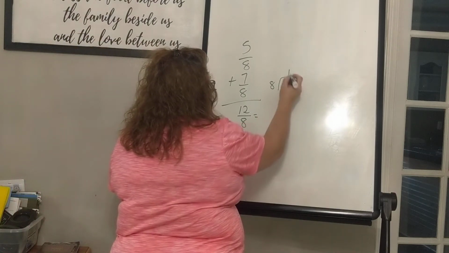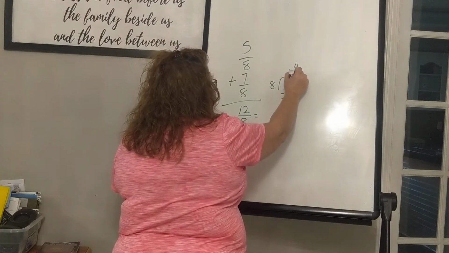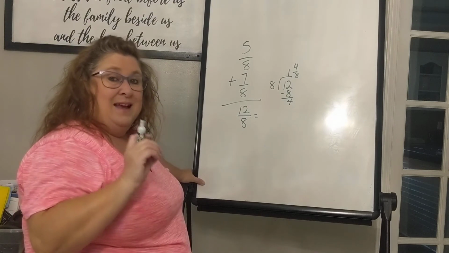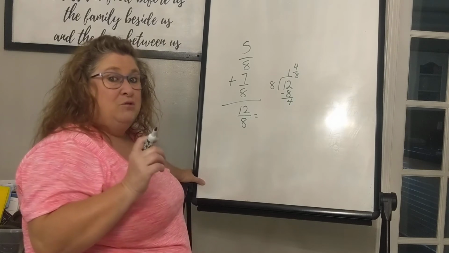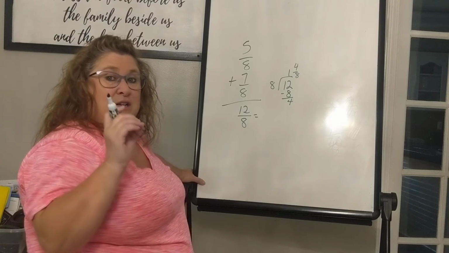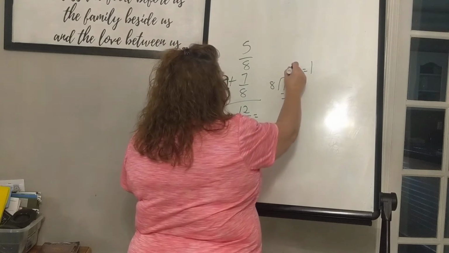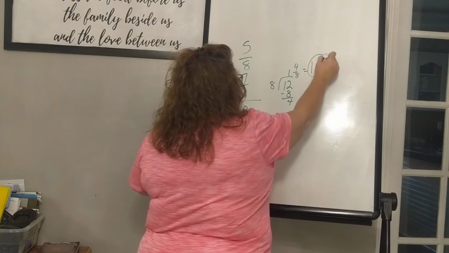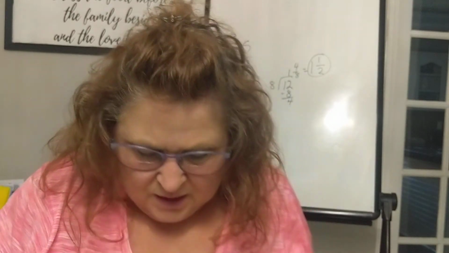8 will go into 12 one time. 1 times 8 is 8. 12 minus 8 is 4. So we have 1 and 4 eighths. But that still can't be our final answer, Ashlyn. Why can that not be our final answer yet? Because 4 eighths can be reduced, okay? So we have to write our fractions in their reduced form. So it will be 1 and 4 will go into 4 one time, and 4 will go into 8 two times. So our final answer is 1 and 1/2, okay? Go ahead and look at letter C. Letter C says 3/5 plus 4/5.